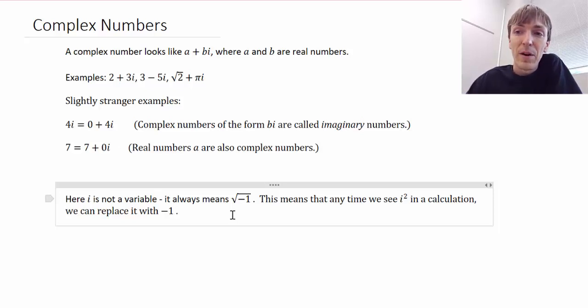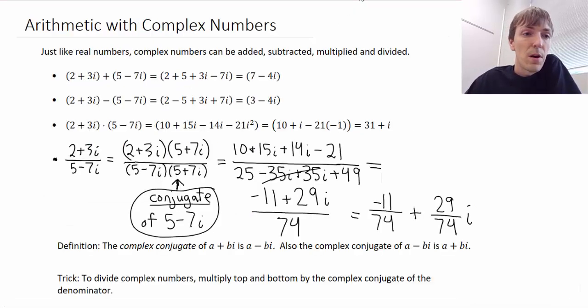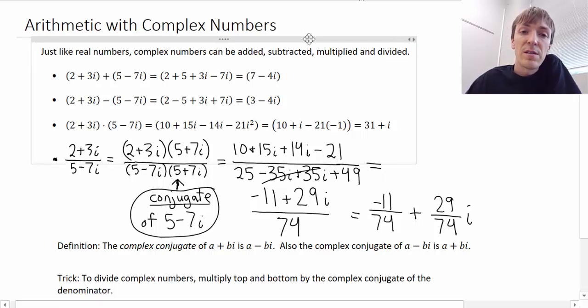And you're going to see that happen a little bit later on. Okay, so we can do all 4 operations with complex numbers, the same 4 operations that we can do with real numbers. I'm talking about addition, subtraction, multiplication, and division. They all work just as well with complex numbers. And I'm going through examples of each of these in this slide.